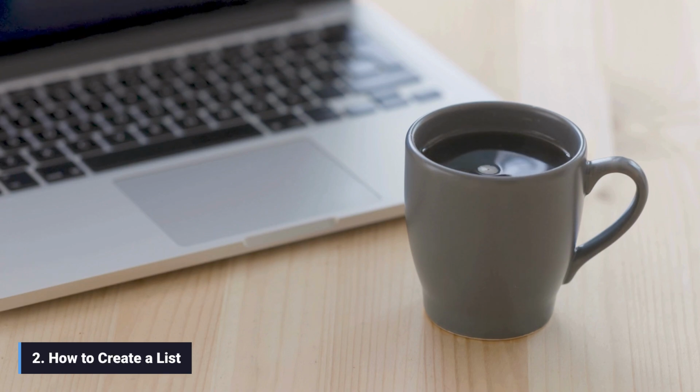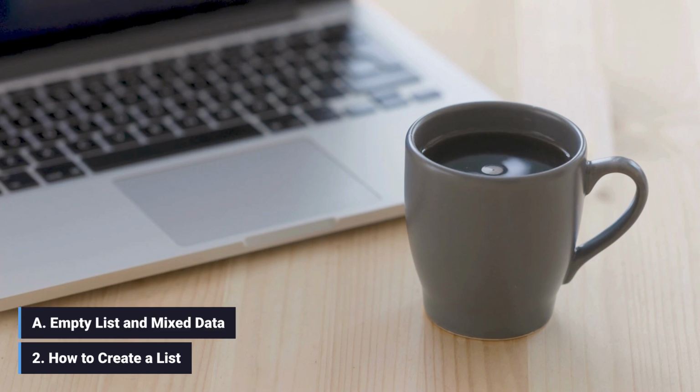2. How to create a list. To create a list, you enclose its elements in square brackets and separate the elements with commas. A. Empty list and mixed data. You can start with an empty list or create one with diverse elements.